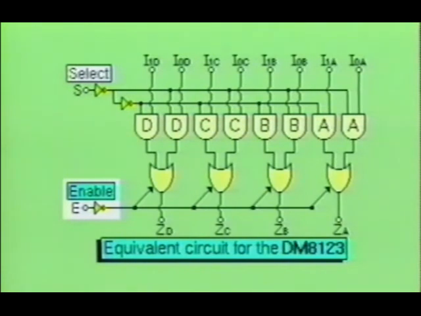Both upper and lower output transistors are turned off. The resulting condition allows many devices to be connected to a common bus line without loading down or being loaded down by other devices on the line.